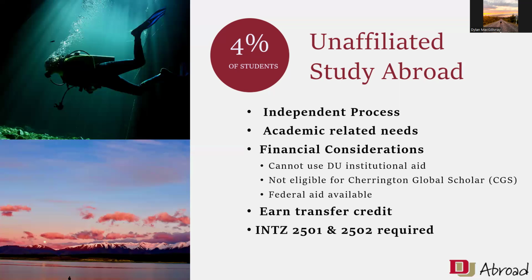About 4% of students do that. And that's primarily because we have so many great programs that are DU partner programs. And there are some considerations for this as well, especially financially. So you can't use your DU institutional aid. Your federal aid can be used. You'll also earn only transfer credit. Then you won't be eligible for Cherrington Global Scholars. So that's your flights and your visa costs.